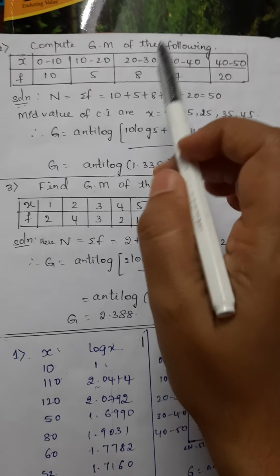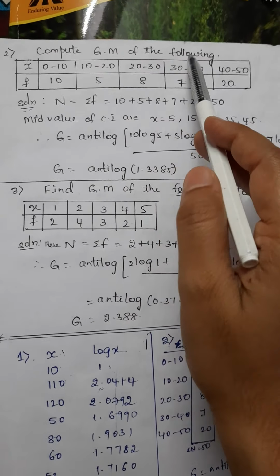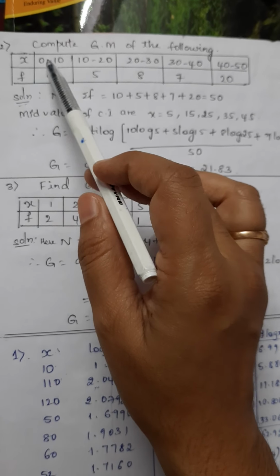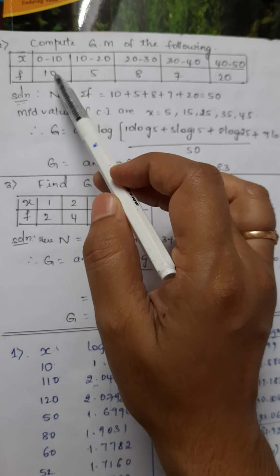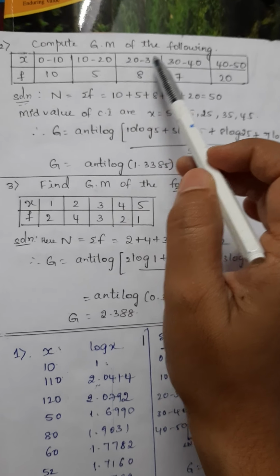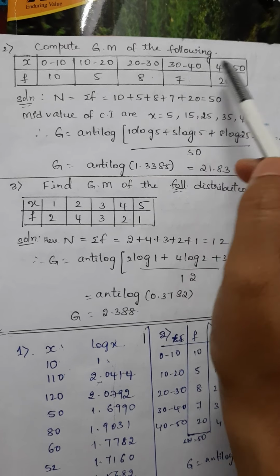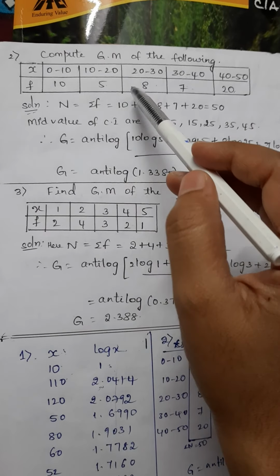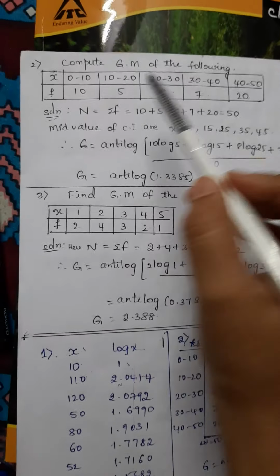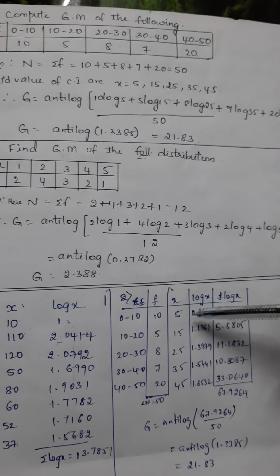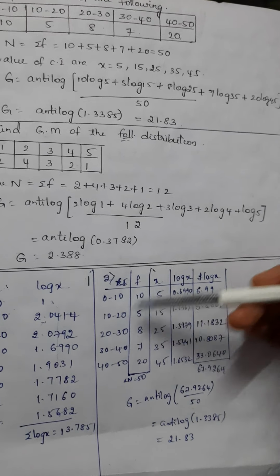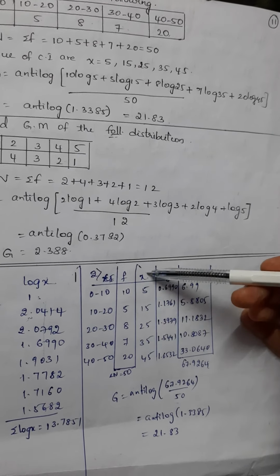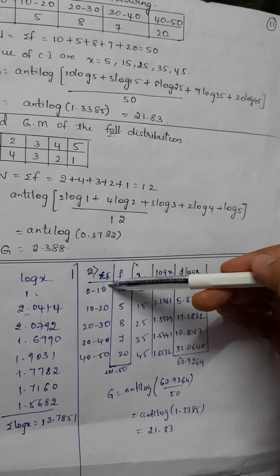Similarly, we'll take up the second problem. Compute the geometric mean of the following. Here, x values along with frequency distribution is given. The class intervals are 0 to 10, 10 to 20, 20 to 30, 30 to 40, 40 to 50, with frequencies as given. This problem comes under continuous series. So in this case, again we should reconstruct the table like this. This is the given class interval and this is the given frequency. First I should calculate what is this x. X is nothing but the midpoint of this class interval.